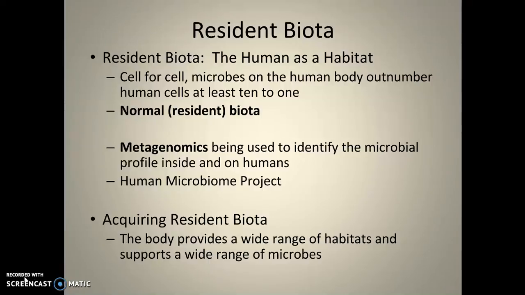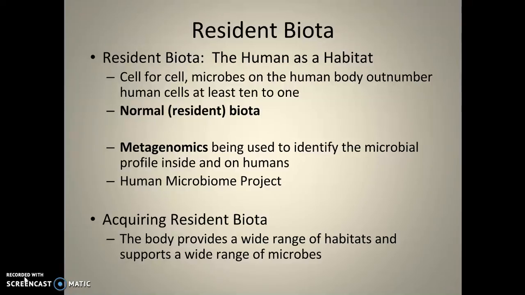So the Human Microbiome Project really is this project to try and catalog and categorize and genetically analyze all of the microbes that live within a human or on a human. And this is specifically important because now we are finding that a lot of diseases are being linked to some of the functions of the bacteria that are part of a person's resident biota.